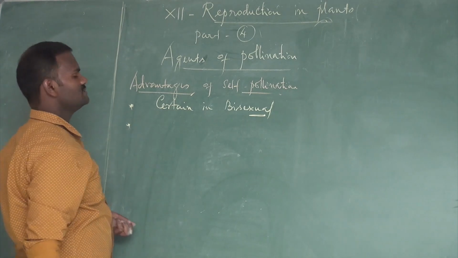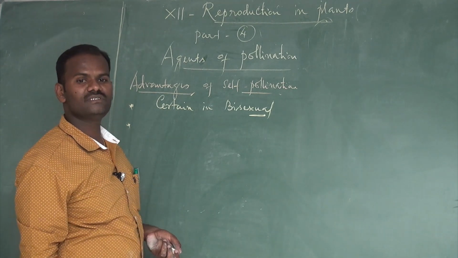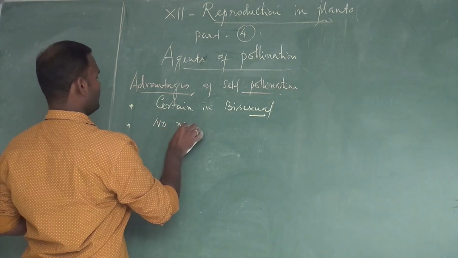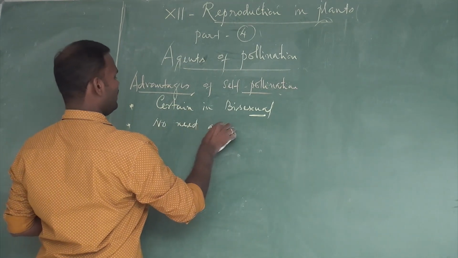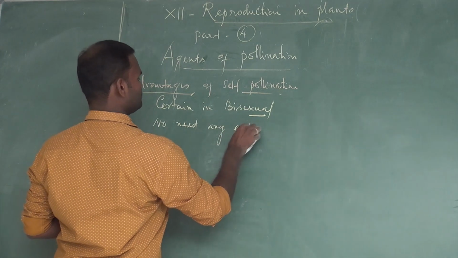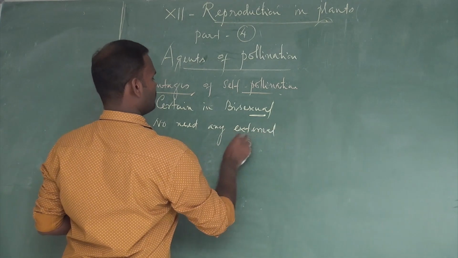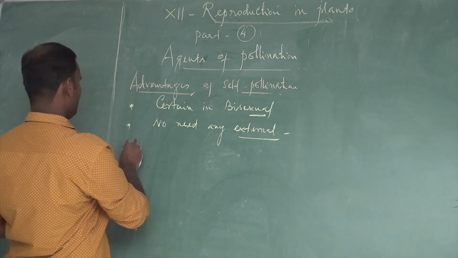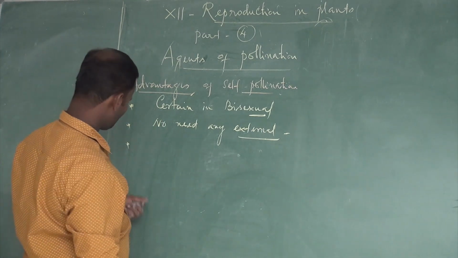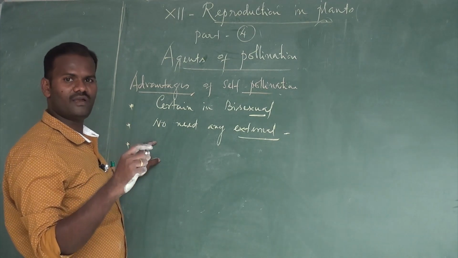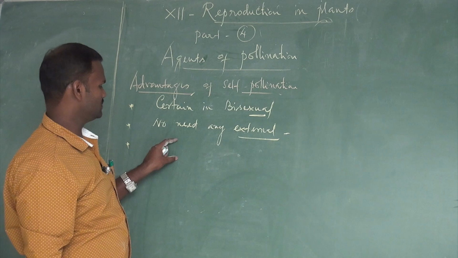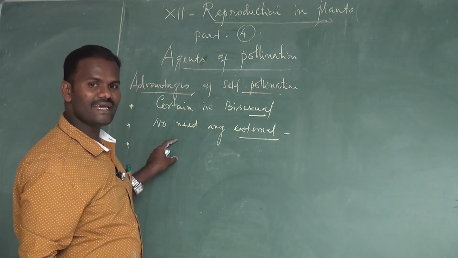Next, in self-pollination, they do not depend on an agent for pollination. No need for any external agency; it is not involved in the pollination. Then third, in all the cases where cross-pollination fails, self-pollination definitely takes place to prevent the plant from extinction.